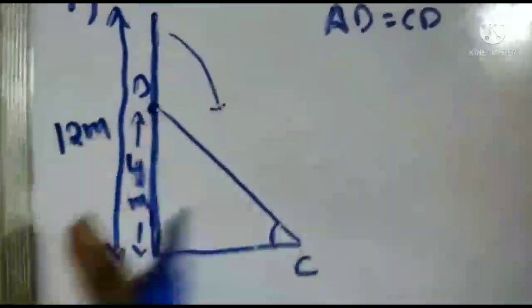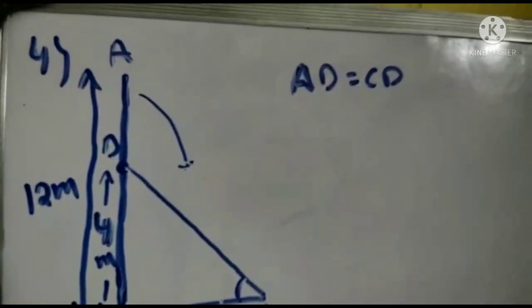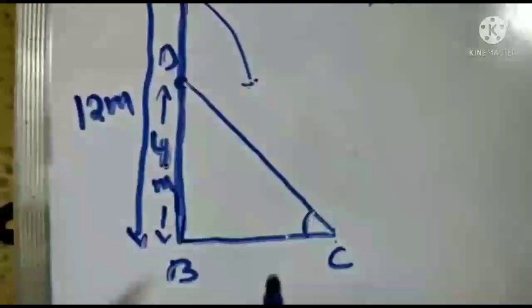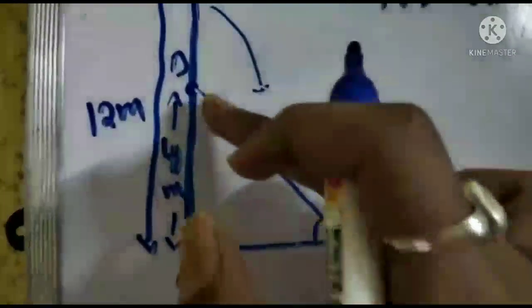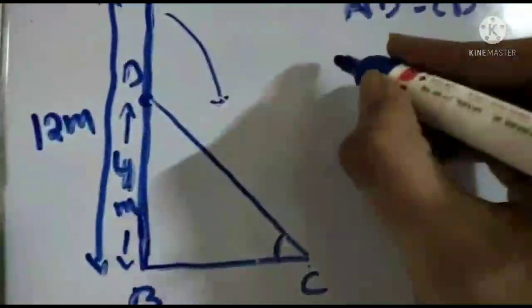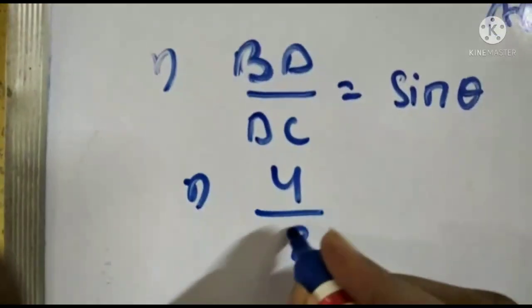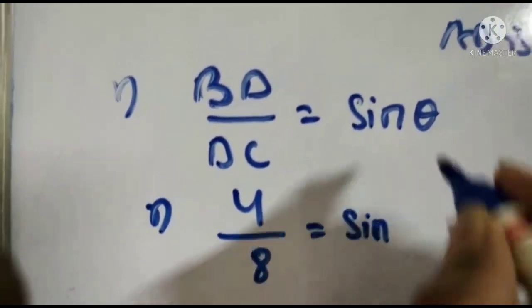AD, how can we find? The complete height is 12. From B to A it is 12 meter, and from B to D it is 4 meter. Then what will be A to D? So AD will be found as 8. It is equal to sine, and in place of theta we have to find angle C.